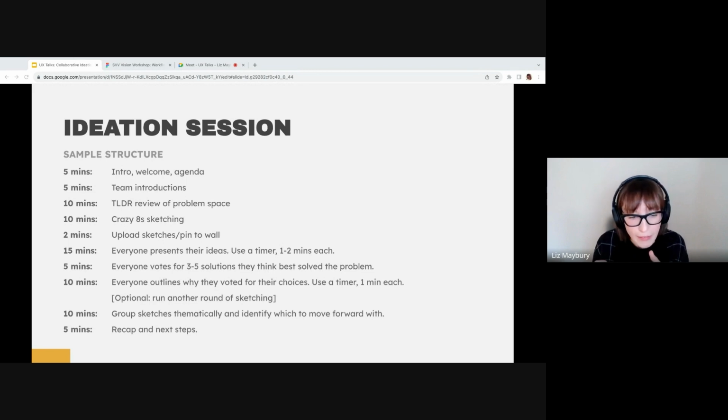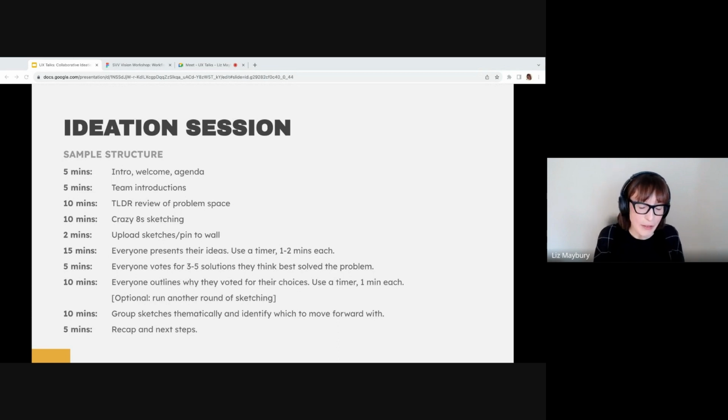Then take a couple minutes and have everyone vote for their preferred solutions. It's important that they're voting for ideas that they think are going to solve the problem. You're going to see cool ideas, but what you do need to do is focus on solving the problem. So that should be what's in mind during the voting stage. And then you go around the room again and give everyone an opportunity to outline why they voted for their choices. And that's typically about a minute each.